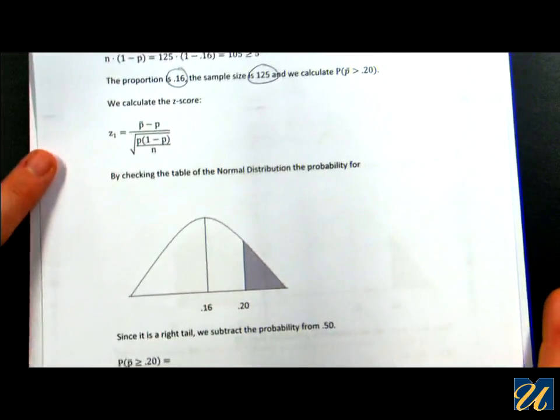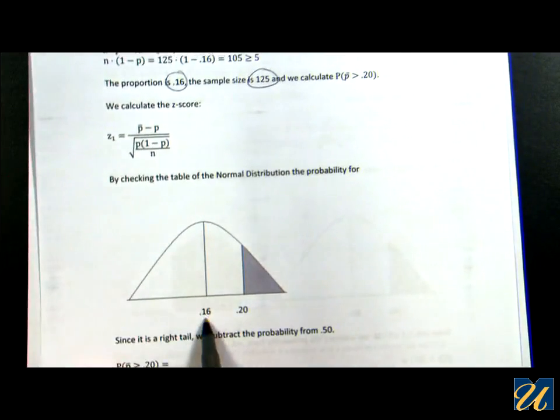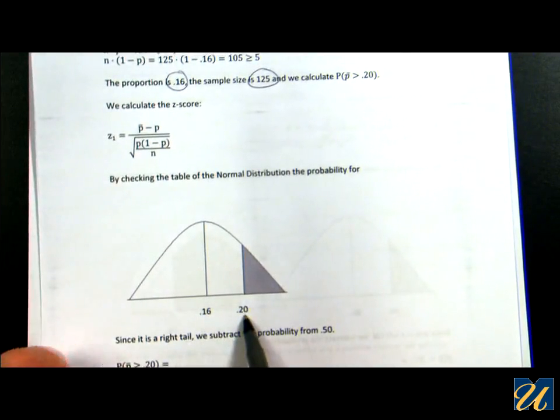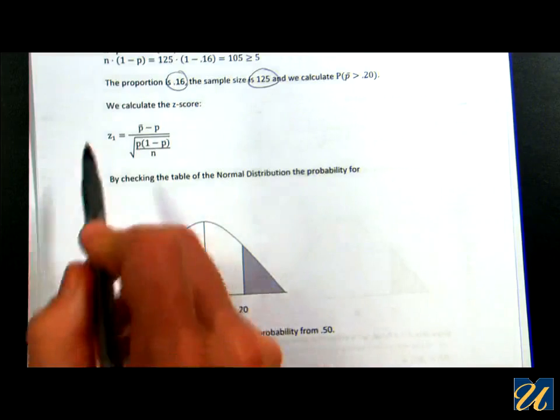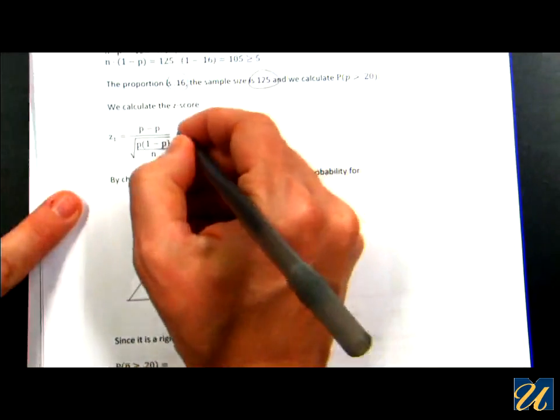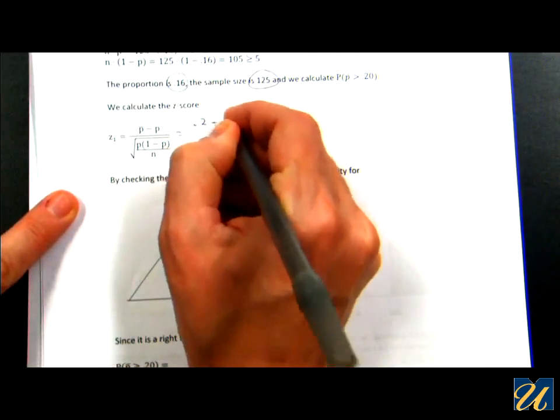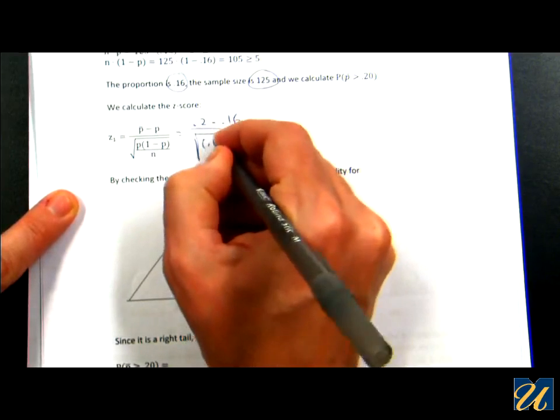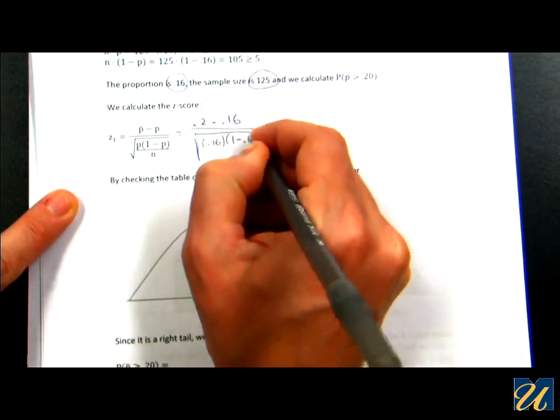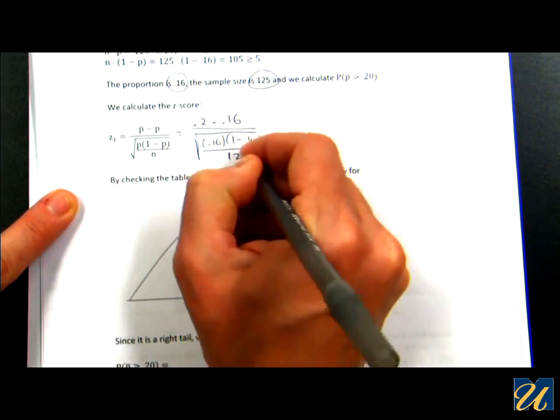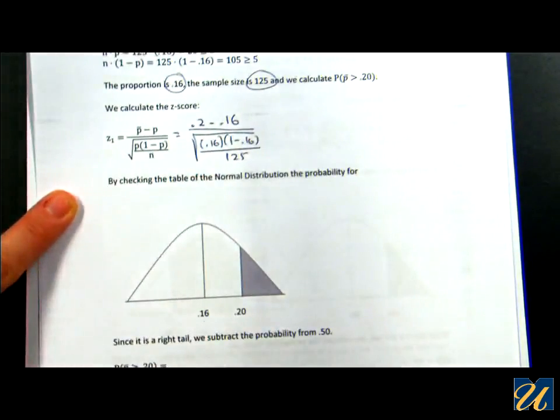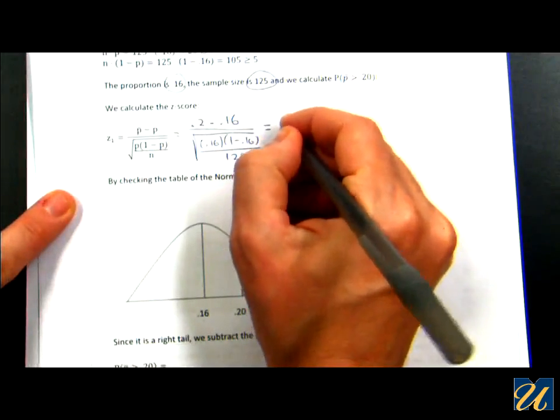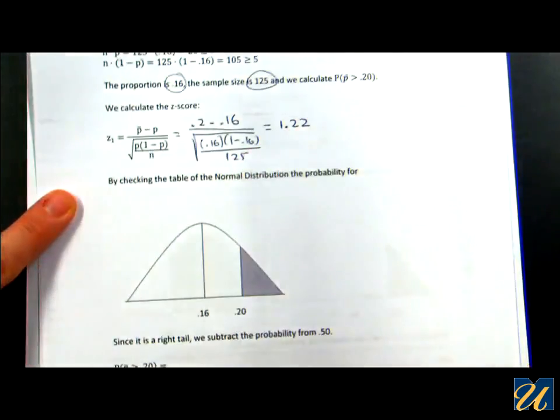So we have p equals 0.16. We want to find the probability that p bar will be greater than 0.2, so I'm looking for a right tail. We calculate the z-score. This will be 0.2 minus 0.16 over the square root of 0.16 times 1 minus 0.16 over 125. If you do your calculations, this will be 1.22.